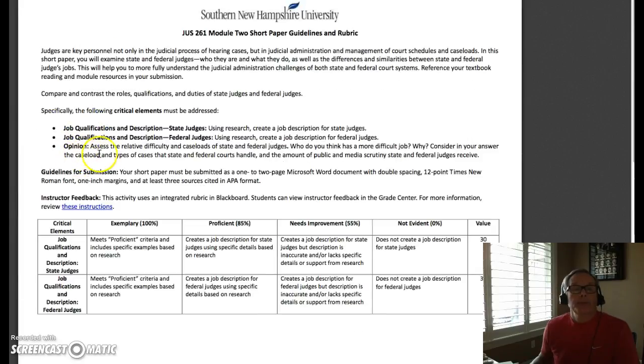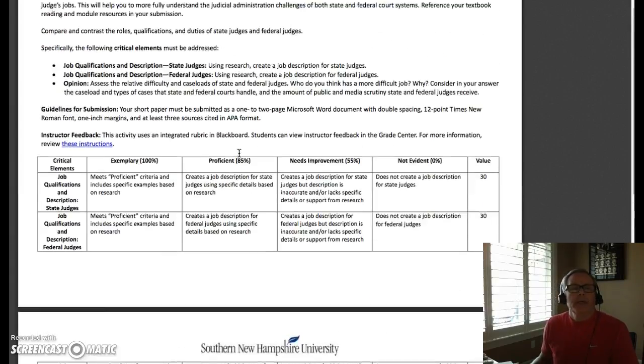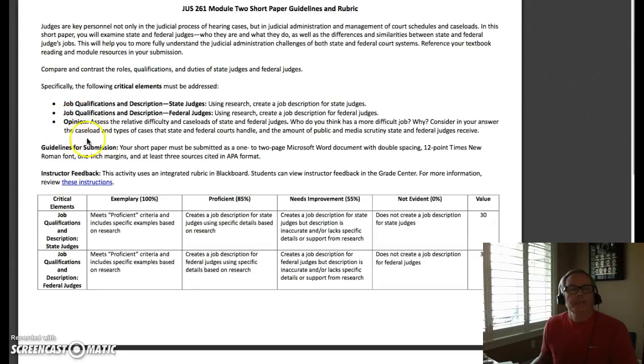Here you're going to assess the relative difficulty and caseload of state and federal judges. And again, who do you think has a more difficult job? Why? Consider the type of cases that are heard at both state and federal levels, and the amount of public and media scrutiny that takes place. All right. And so, if you remember last week, when we were talking about whether or not federal judges should be appointed or elected, I brought up a couple of examples of cases that got a lot of media scrutiny, specifically at the federal level.